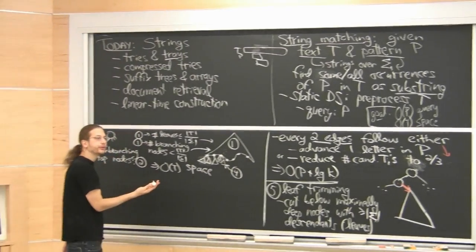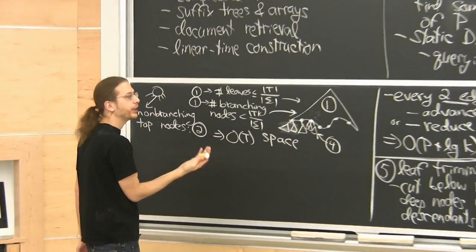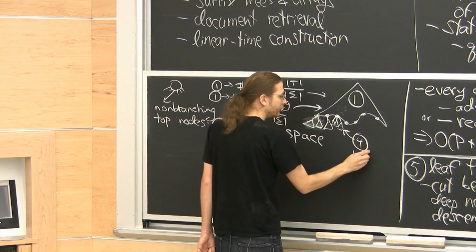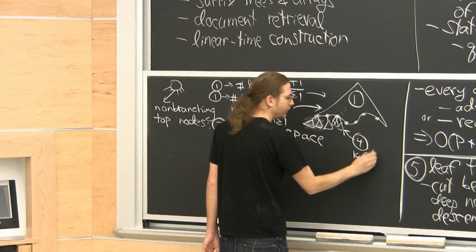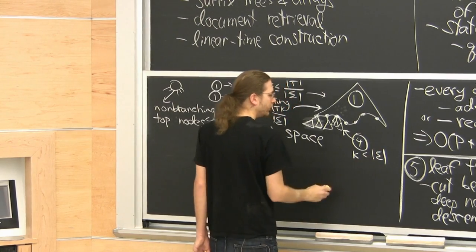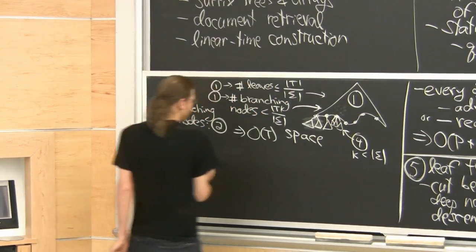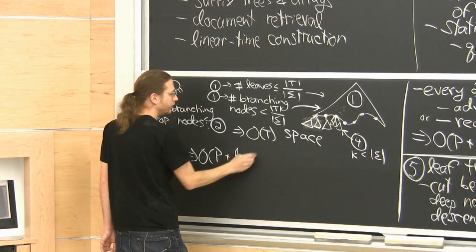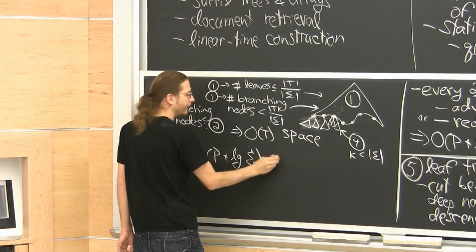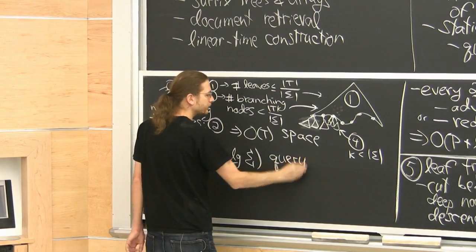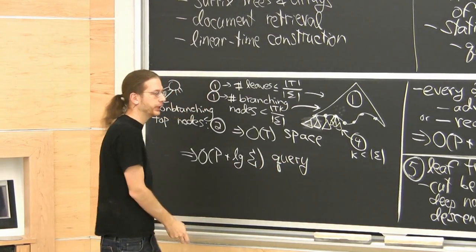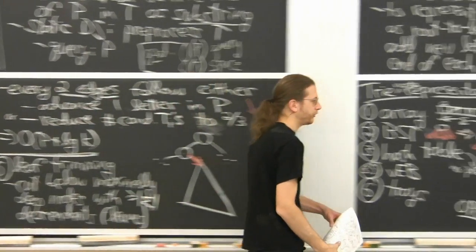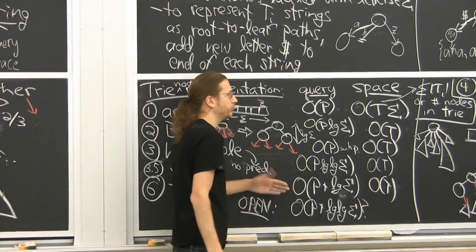Okay, method 4 was always linear space, and the issue was we paid p plus log k, but now in here, k is less than sigma in these trees. So that means we get order p plus log sigma query time. Okay, and that's the best we know how to do if you want predecessor at the nodes. So it matches this trie bound in a pretty easy way.